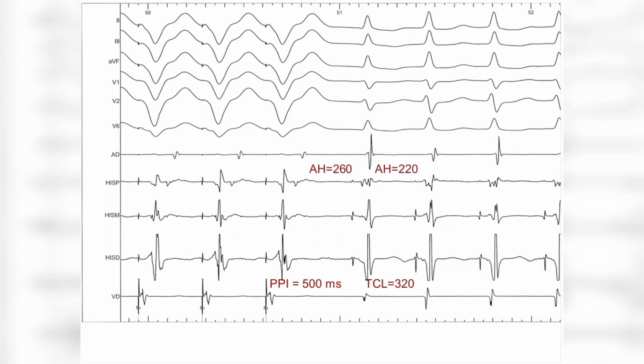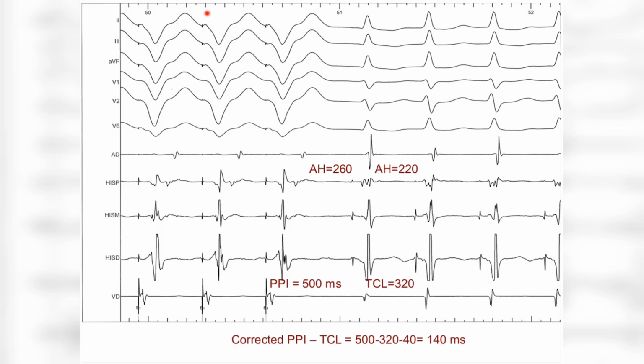Then we have corrected this difference by the increase in AH due to the faster cycle length, and this is represented in the next slide that shows you now that the corrected PPI, when we subtract the tachycardia cycle length, is 140 milliseconds. It's longer than 110, and that is very likely to be an AV nodal reentrant tachycardia, which actually you can tell by the sequence as well.